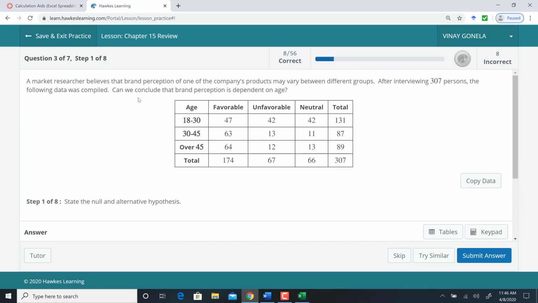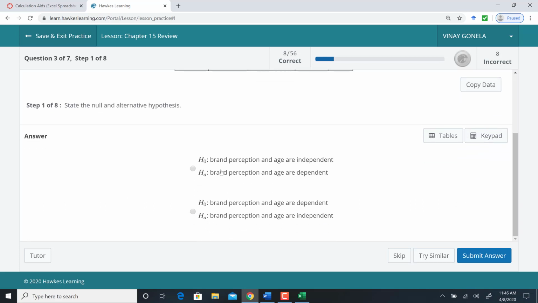Yeah, so here I have a market researcher who believes that brand perception of one of the companies may vary between different groups. After interviewing 307 persons, the following data was compiled. Can we conclude that the perception is dependent on age? So I have age in the rows and the perception in the columns. I have three different age groups and three different perceptions. As I said, our null hypothesis will be brand perception and age are independent. Always the null hypothesis would be independent and the alternative will be dependent. So this is our answer. I will submit this.